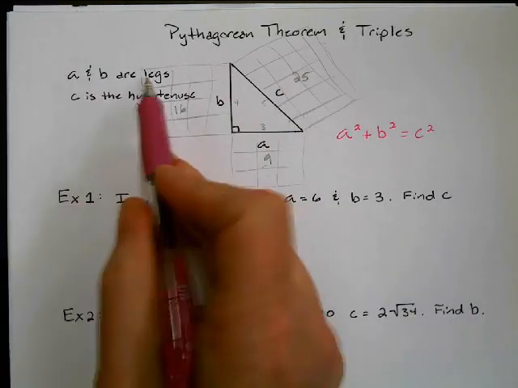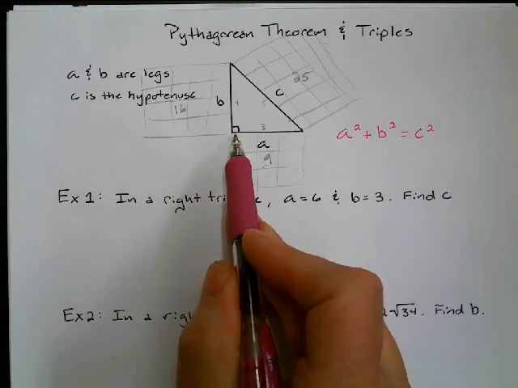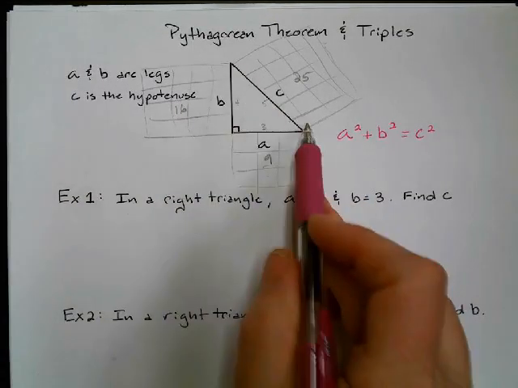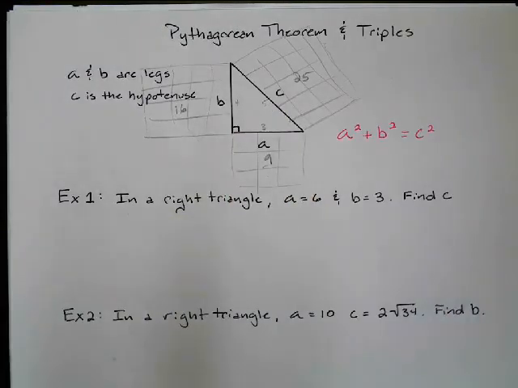So anyways, A and B are legs. These are the two sides that touch the 90-degree angle. They're interchangeable. It doesn't matter which one's A, which one's B. C is always the hypotenuse. That's the longest side. It's the side that doesn't touch the 90-degree angle.